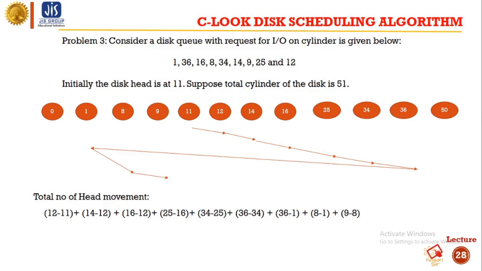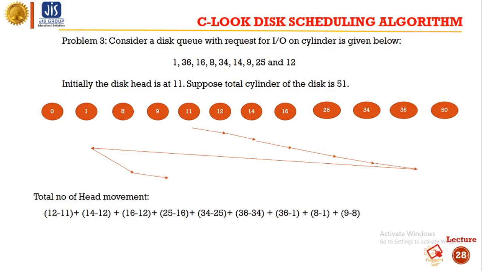From 14 we have moved to 16, so the total head movement is 16 minus 14. From 16 we have moved to 25, so the head movement is 25 minus 16. From 25 we have moved to 34, so the head movement is 34 minus 25. From 34 we have moved to 36, so the head movement is 36 minus 34.